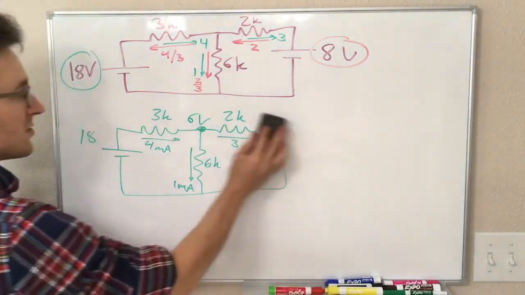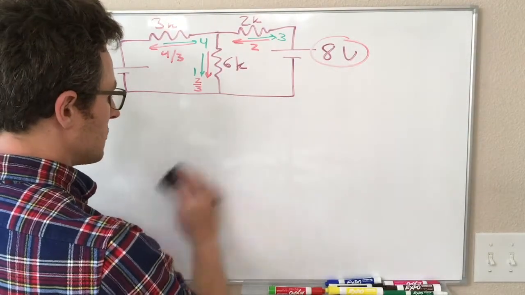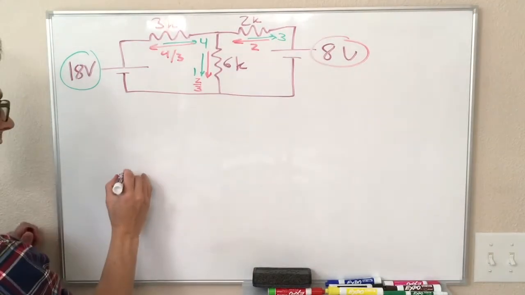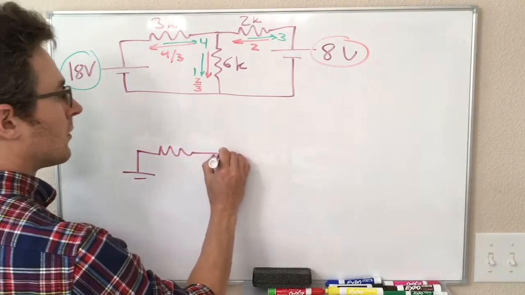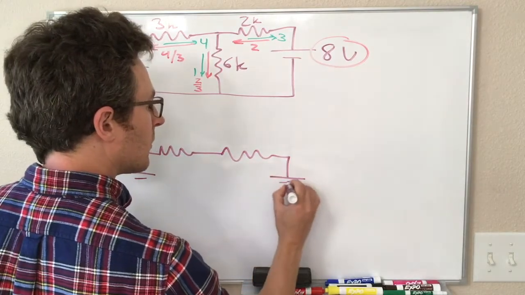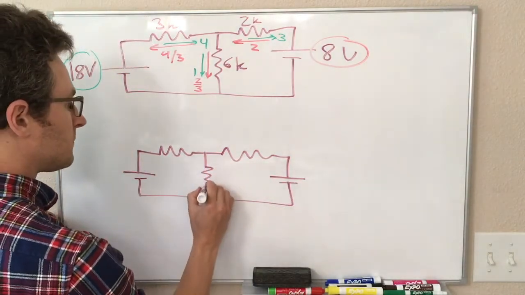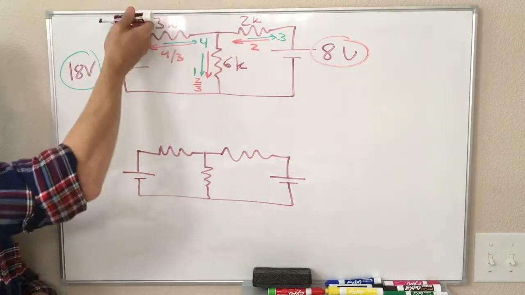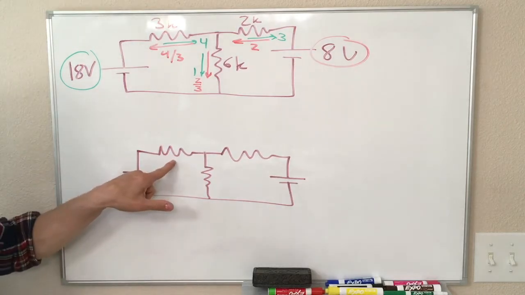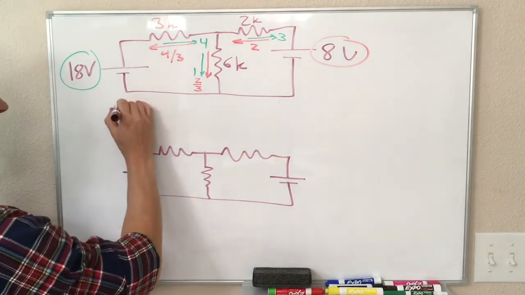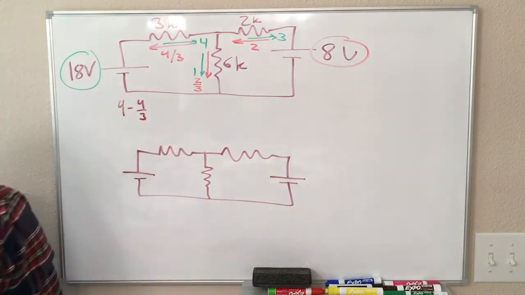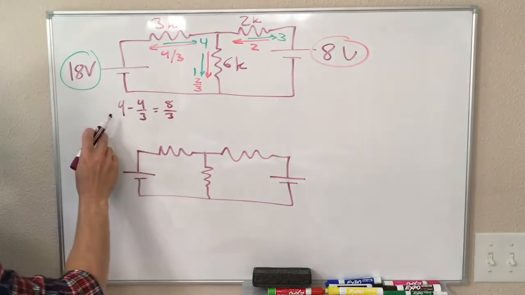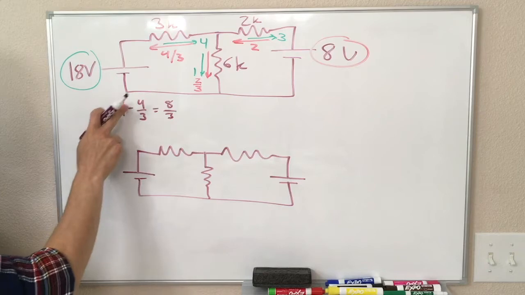So superposition says we just have to add these two solutions together to give us the total currents in these components. So if I redraw my circuit, we have, through the 3K resistor, 4 milliamps to the right and 4/3 milliamps to the left. So this is going to be 4 minus 4/3, which I can't do in my head, but I already wrote down. It is equal to 8/3. Oh yeah, because 4 is 12/3. So 12/3 minus 4/3 gives us 8/3.